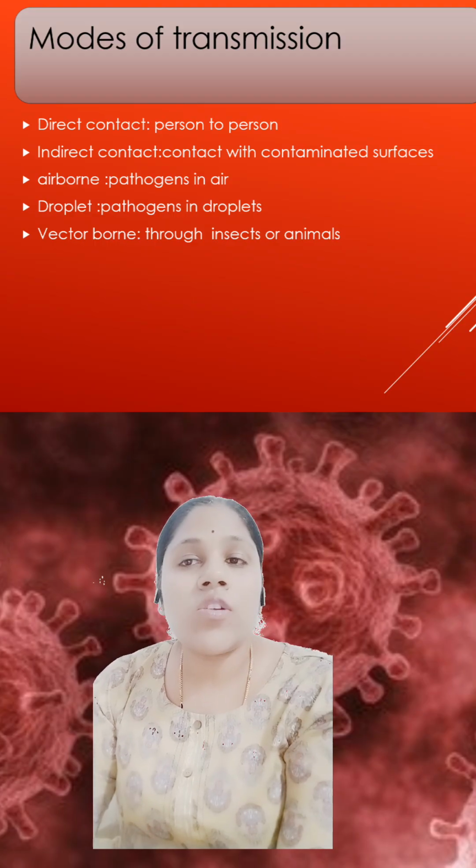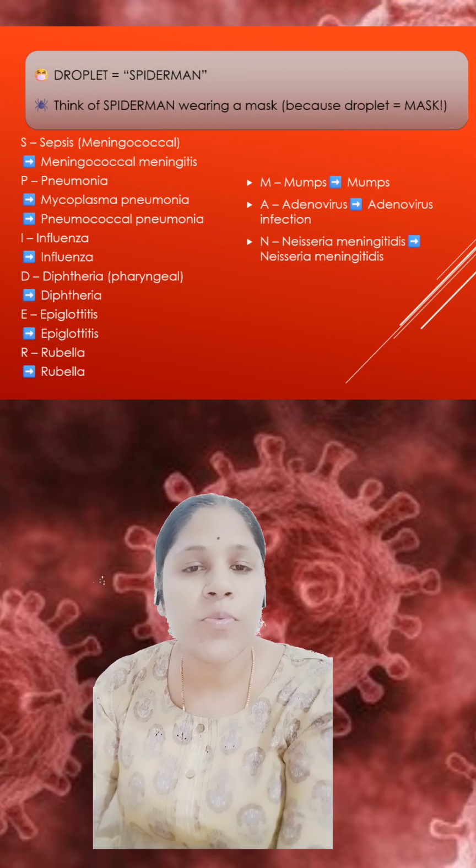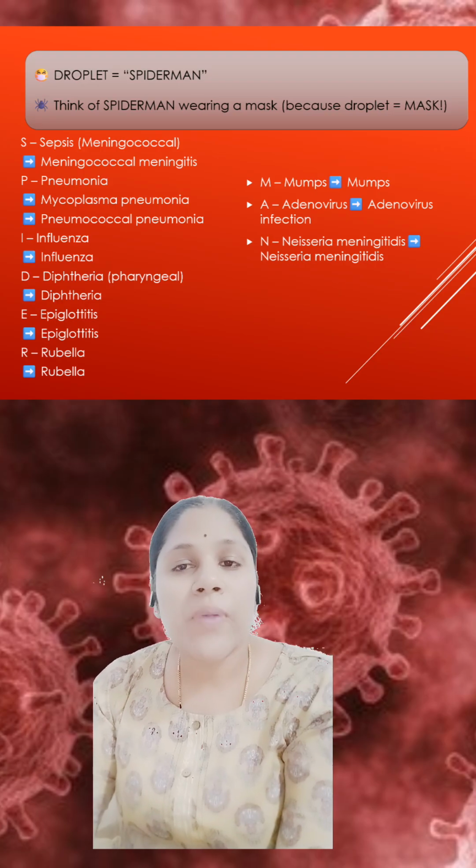Here, how can we remember the droplet? It is Spider-Man. Think of Spider-Man wearing a mask. He is wearing a mask because he is going to protect himself from the droplet infection. So for Spider-Man, we have a mnemonic, that is S for sepsis. It is mainly caused by the meningococcal infection. It can cause meningitis. And P is for pneumonia, mycoplasma.